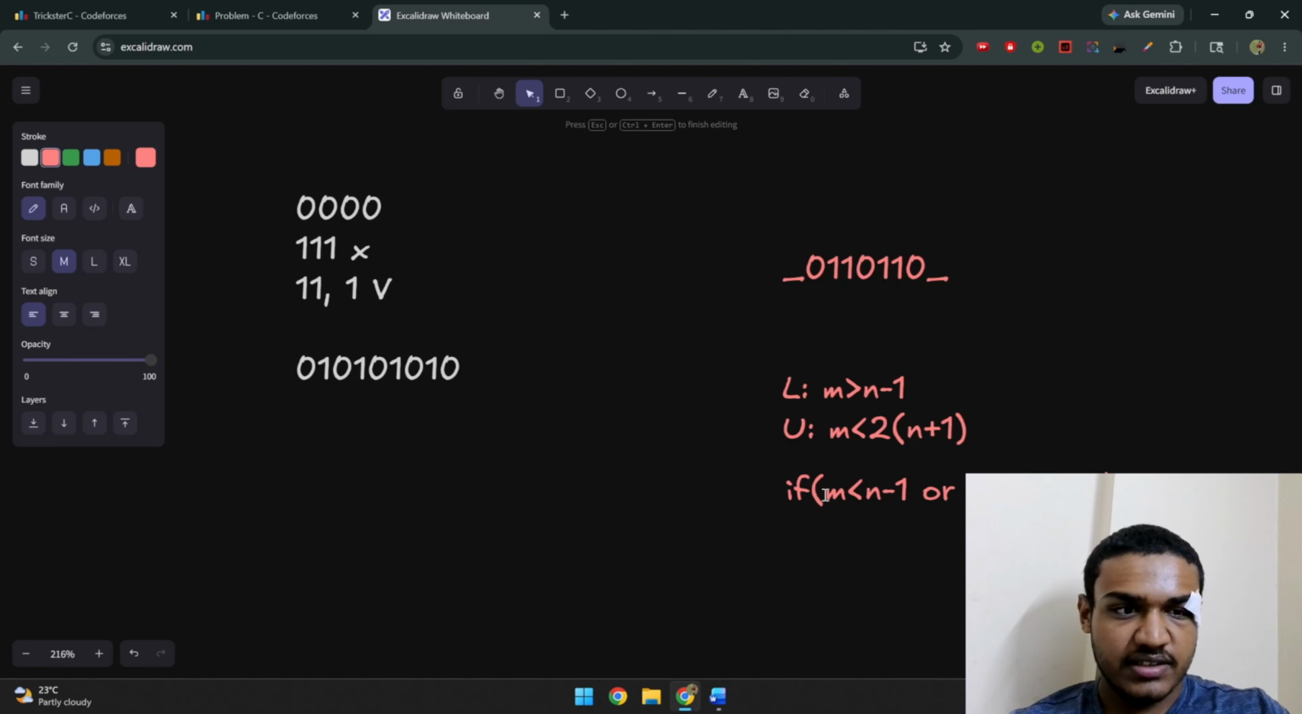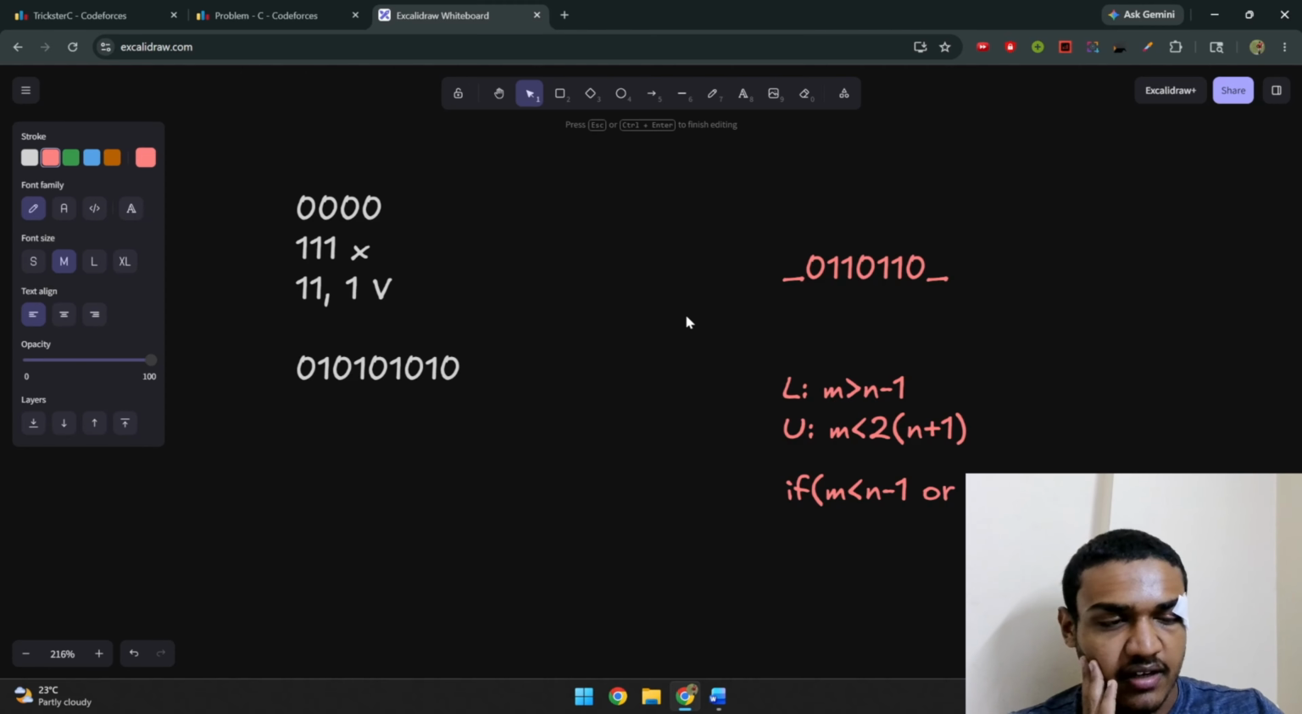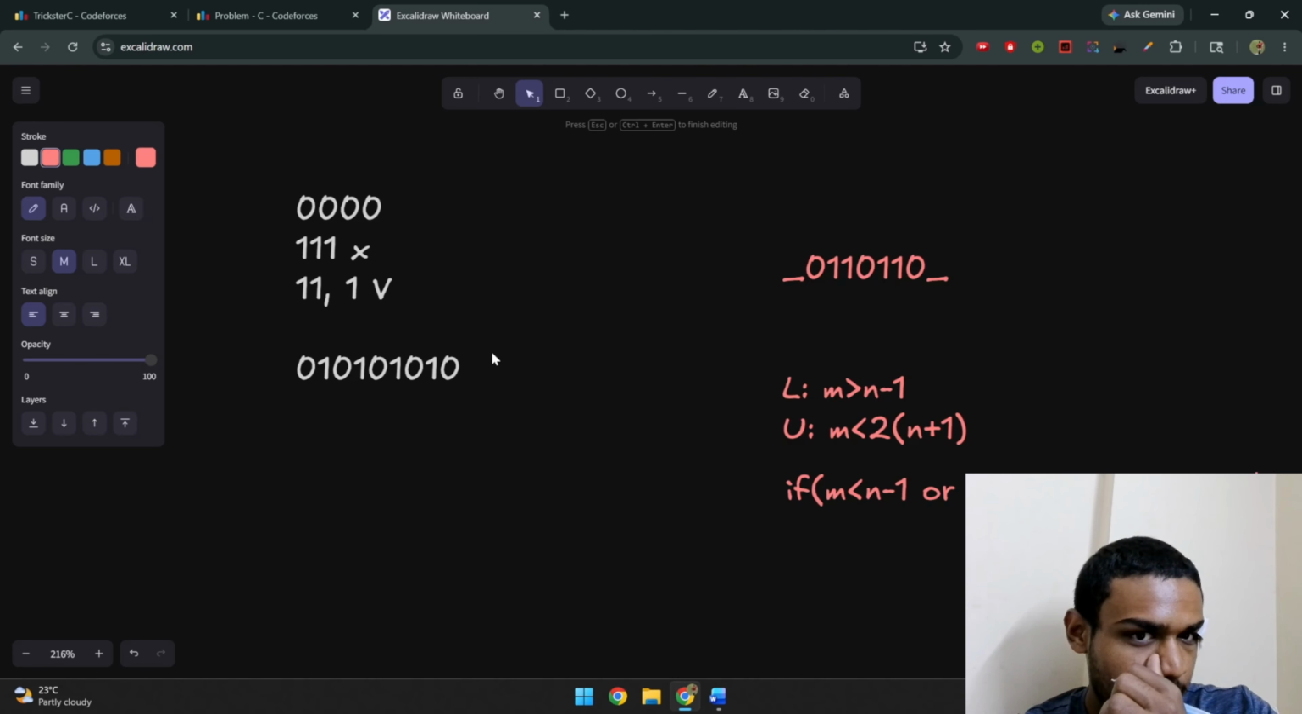So this essentially is telling us that if any of this is true, if m is less than n minus 1 or if m is greater than 2n plus 1, we can go ahead and print minus 1, which indicates that it's invalid and this pattern can't be found. So this is our first criteria to understand whether this pattern can even be formed. Once we've understood whether this pattern can be formed, now it's up to us to figure out how this pattern is formed, right?